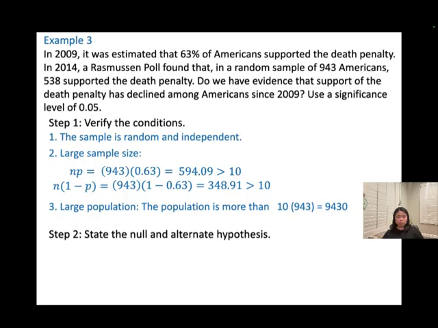Okay, state the null and alternate hypothesis. The original claim: do we have evidence that support of the death penalty has declined among Americans since 2009? So first, we are working on the proportion. So P will be less than 0.63. And strictly less than, that will be the alternate hypothesis. So what is your null hypothesis? That will be the opposite of this, which is greater than or equal to. Or you can state the null hypothesis as equal to. And that will be a left tail test.